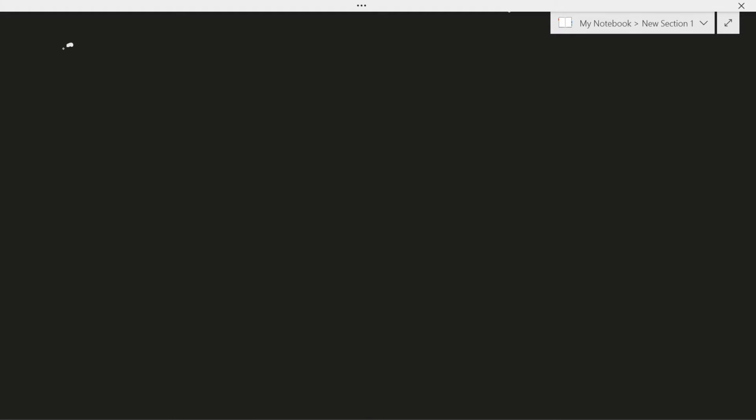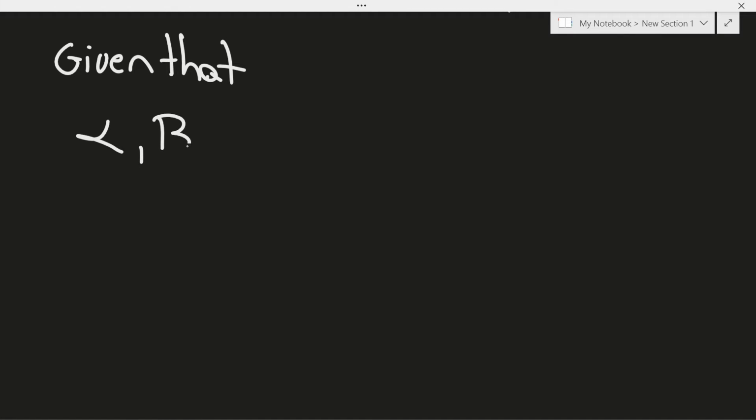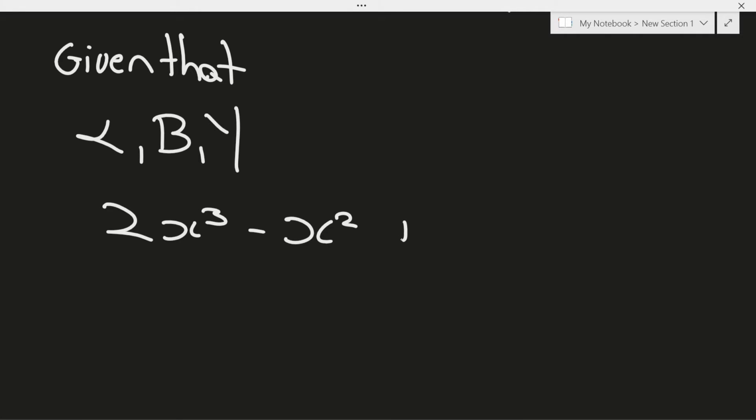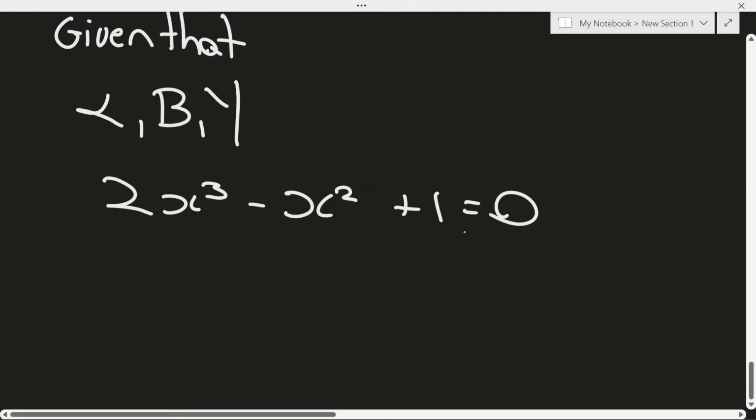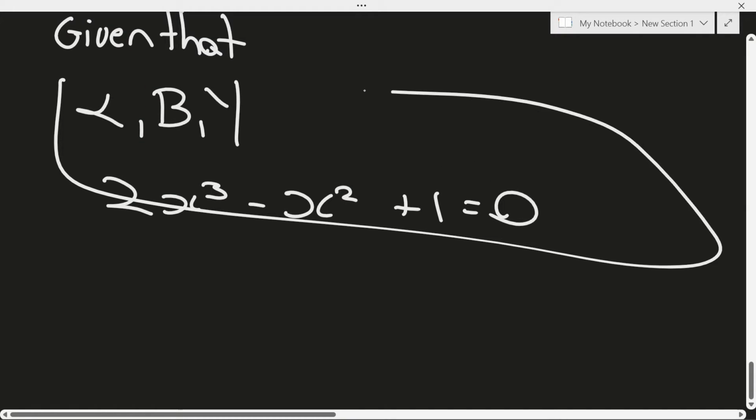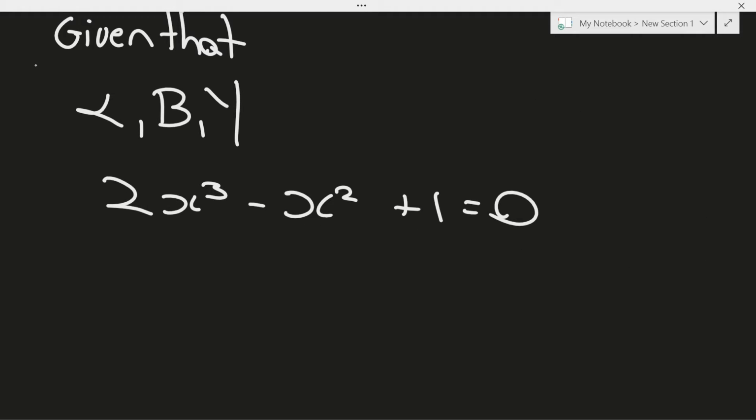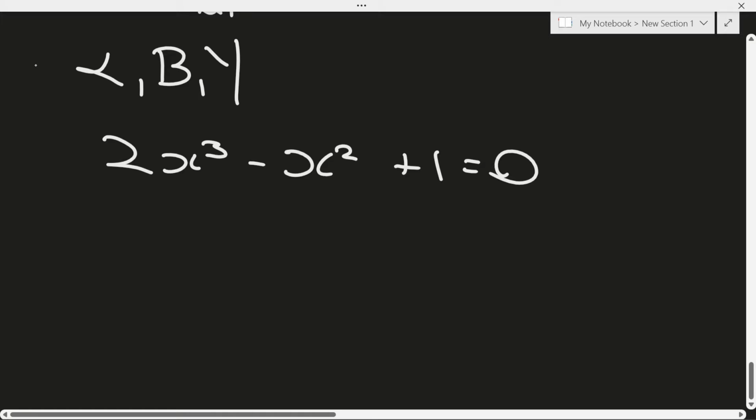So let's say we are given that alpha, beta, and gamma are the roots of the equation 2x cubed minus x squared plus 1 equals 0. Using this information, we're going to want to determine an equation whose roots are something else. But first, before we do that, what is the first step that I said previously?